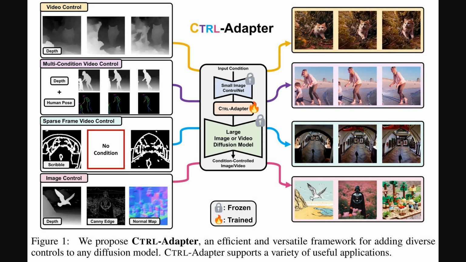Alright, so this first figure really sets the stage. It shows a diagram of the Control-Adapter in action. You can see various input conditions on the left, things like depth maps, which tell the AI about distances in a scene or human poses, and even canny edge maps, which are like detailed outlines of objects. These conditions go into a small, pre-existing image control net, which is kept, quote, frozen, meaning its parameters aren't changed. Then, the Control-Adapter, the new part, links this to a larger diffusion model, also frozen, to produce the final controlled image or video, shown on the right.